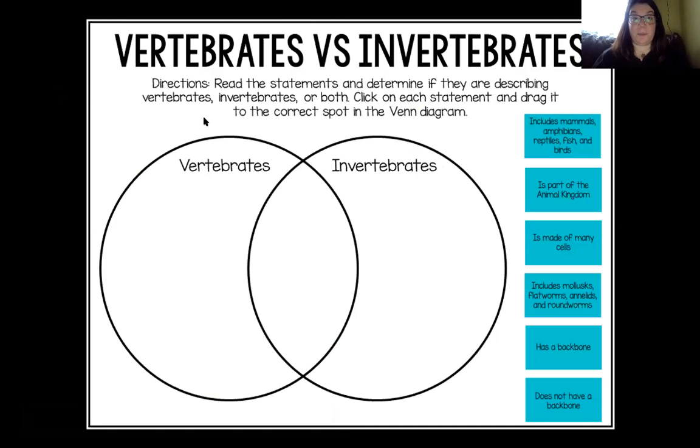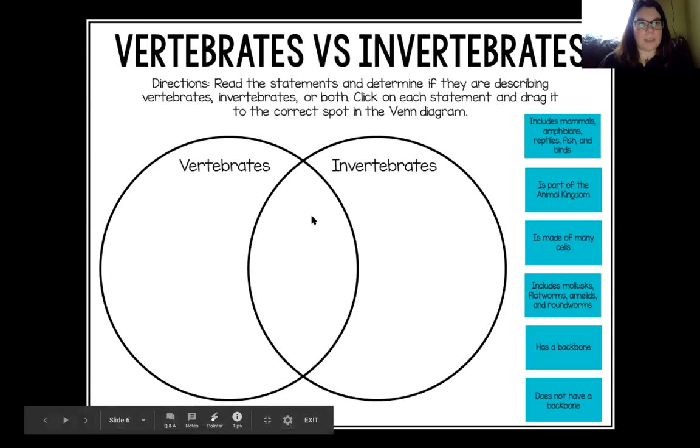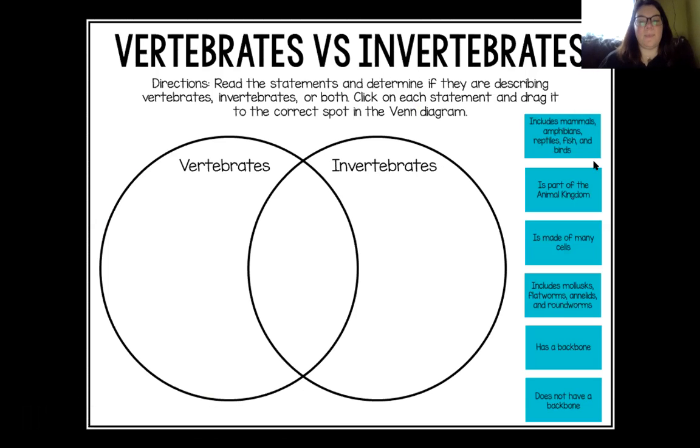Vertebrates versus invertebrates. Here we see a Venn diagram that you may have seen before when we want to compare and contrast things. For vertebrates and invertebrates, this middle part is what they have in common. I'm going to read the statement and we'll move it to where it goes, so be thinking where you would put it. Includes mammals, amphibians, reptiles, fish.